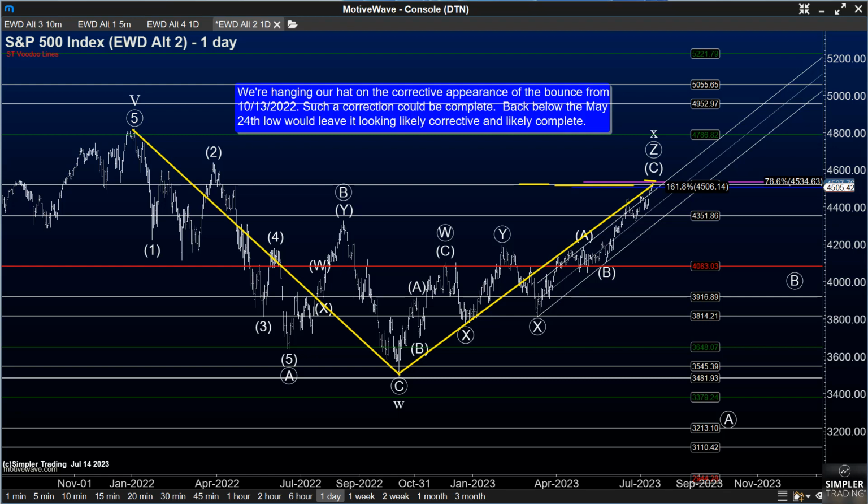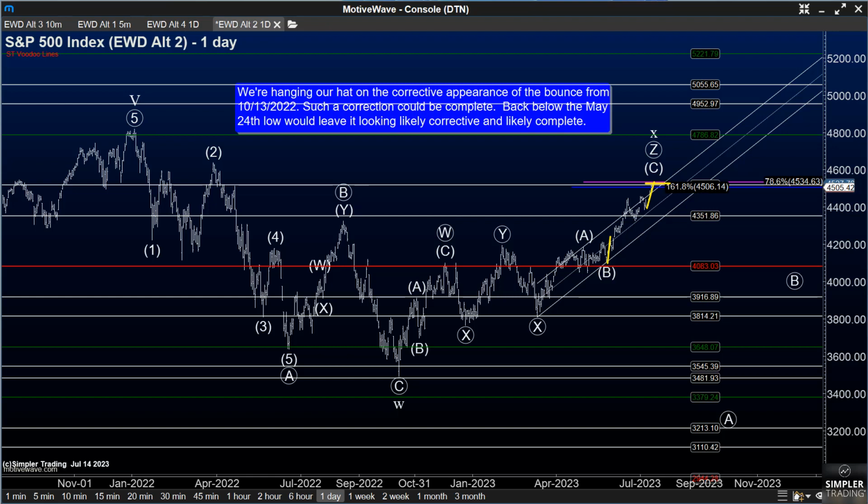And then the last big pullback before the run up into today's high is this one here, February into March. And this move up is 161.8% of that pullback. We even have some short-term symmetry coming in here. This move up right in here is symmetric to this move up in here. So we're also seeing some other elements that lead us to believe that we've met some short-term and long-term objectives here today.